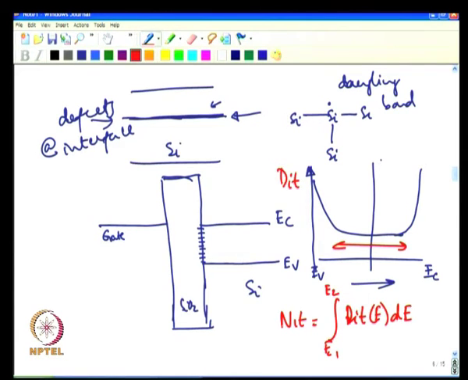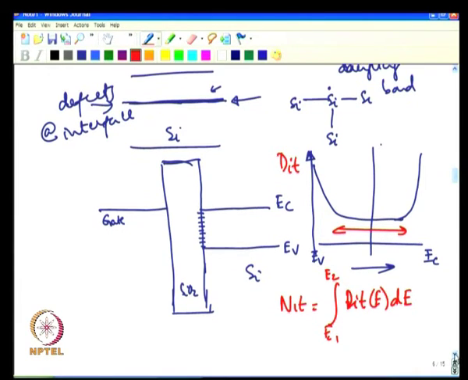Now you can sort of make a correspondence with all these. So DIT has a unit of per centimeter square eV, because you are integrating over dE, eV gets cancelled in terms of dimensional consistency and you get the trap density, which is number per centimeter square. So this is what I meant, DIT is a density which is not only areal density but also energetics. Now, what is the impact on the CV?